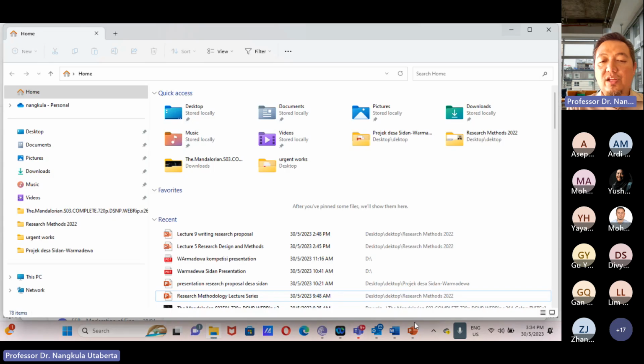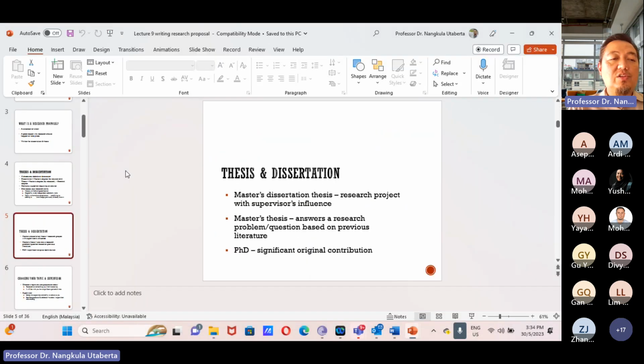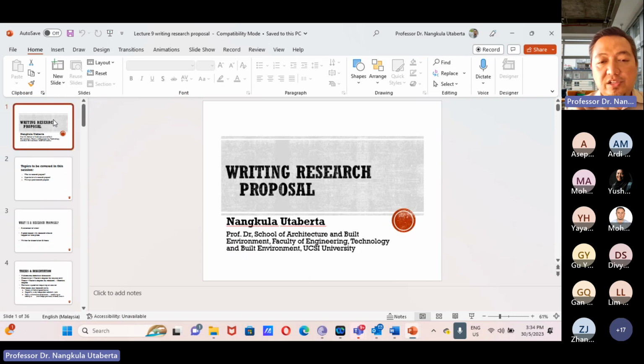How to write a research proposal. You can always write in the chat box if you have any questions. Of course, you can raise your hand after this. Please take notes of your questions so that you don't forget when you want to ask.